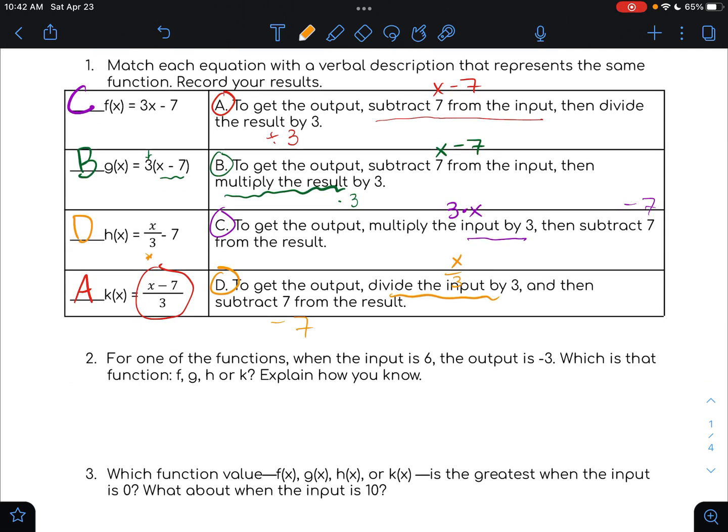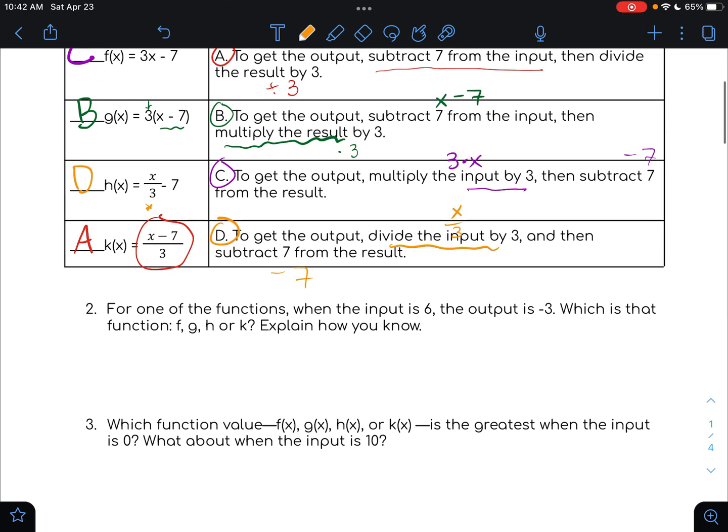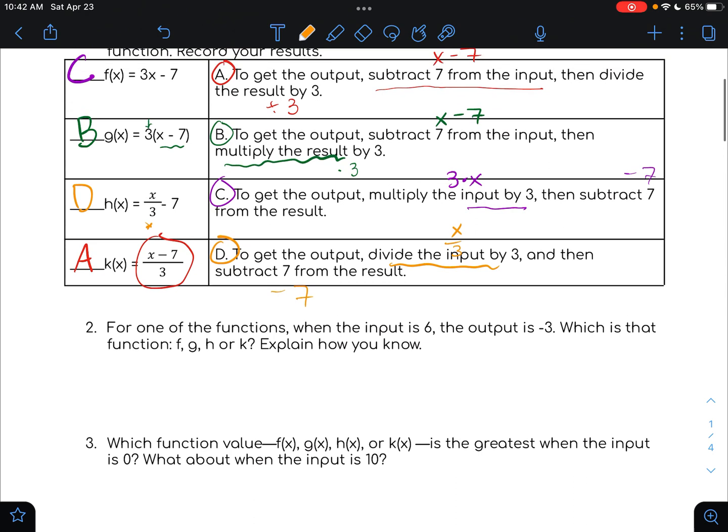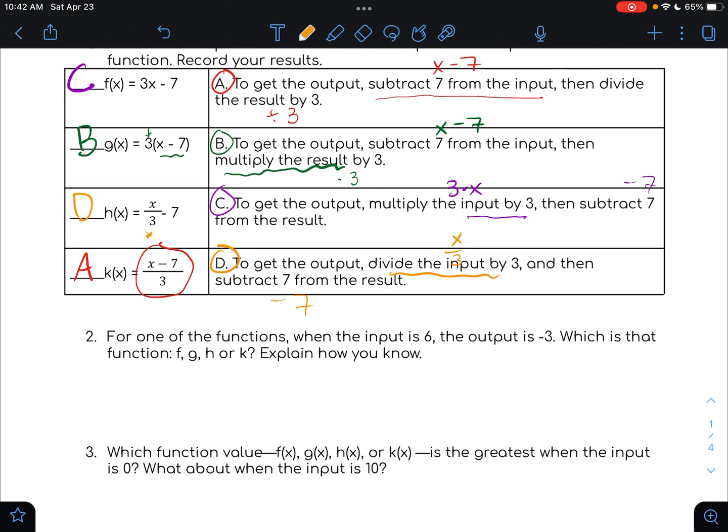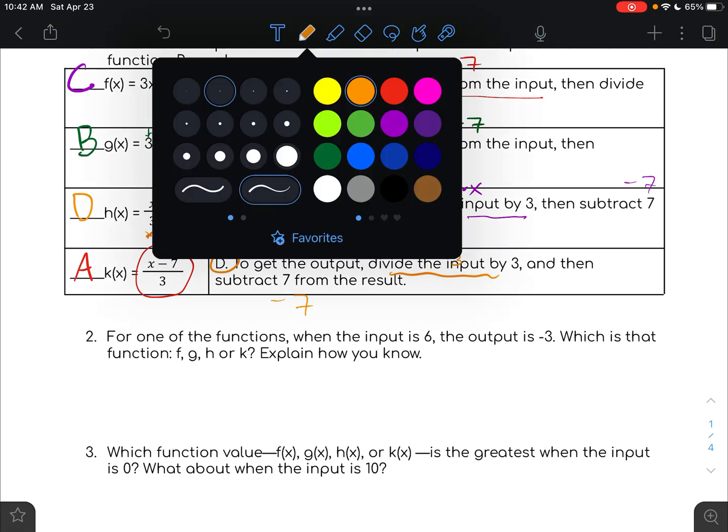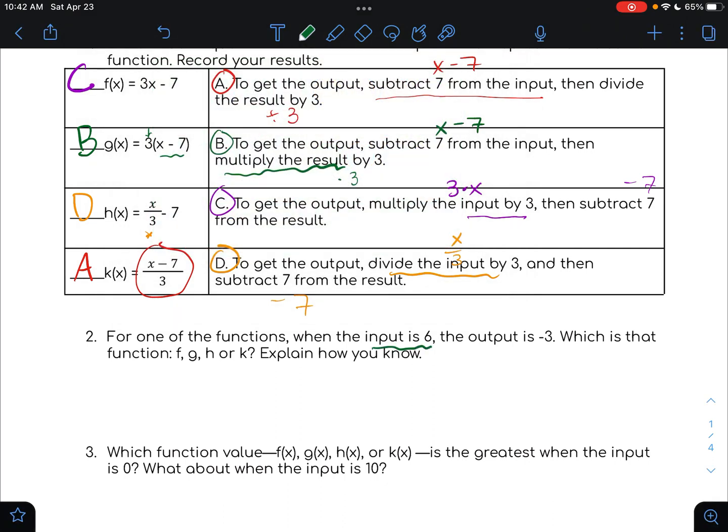All right, so we matched the descriptions with the functions. Now let's answer some questions about that. For one of the functions, when the input is 6, the output is negative 3. Which is that function? F, G, H, or K? Explain how you know. So the input is going to be 6, and it produces an output of negative 3.